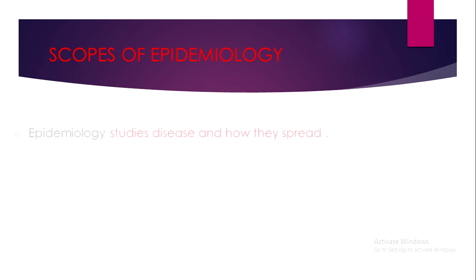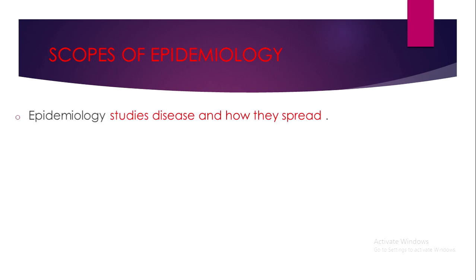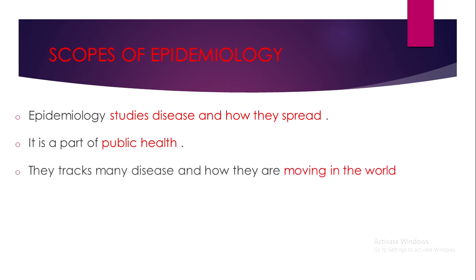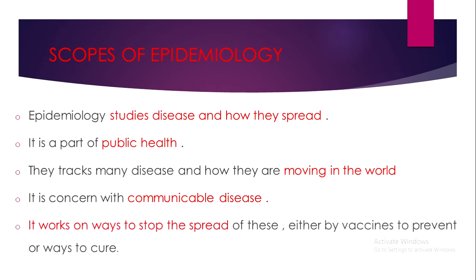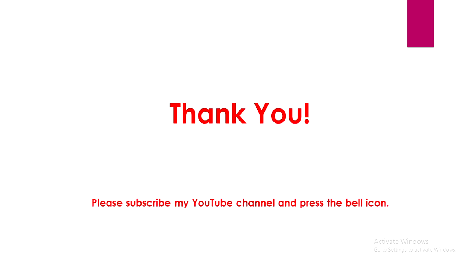The scope of epidemiology is to study diseases and how they spread. It is part of public health. They track many diseases and how they are moving in the world. It is concerned with the communicable diseases which spread. It works on ways to stop the spread of these, either by vaccines to prevent them or other ways to cure.